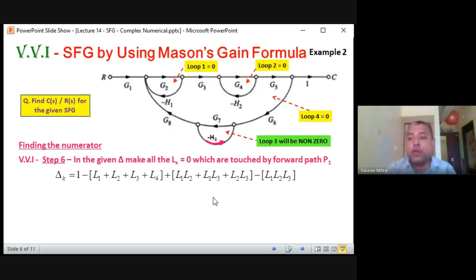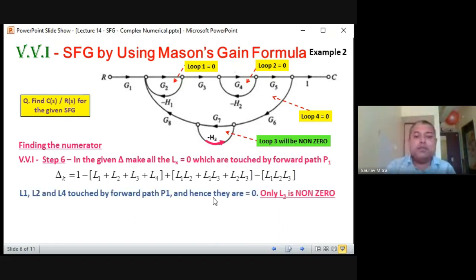Only the L3 term will be non-zero. That is minus G7H3. Wherever L1, L2, L4 are there, they will be 0, the reason being L1, L2, L4 are touched by the forward path P1. So in that case, you have to substitute, and hence they are equal to 0. So only L3 is non-zero.